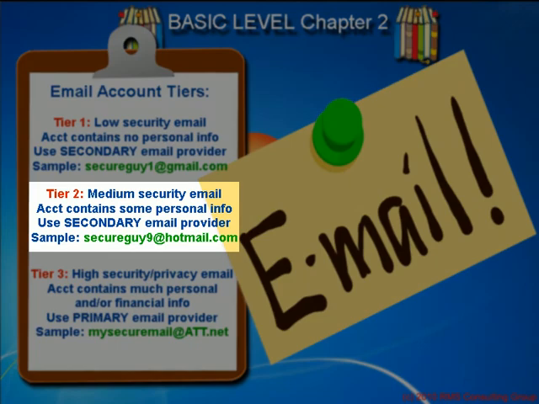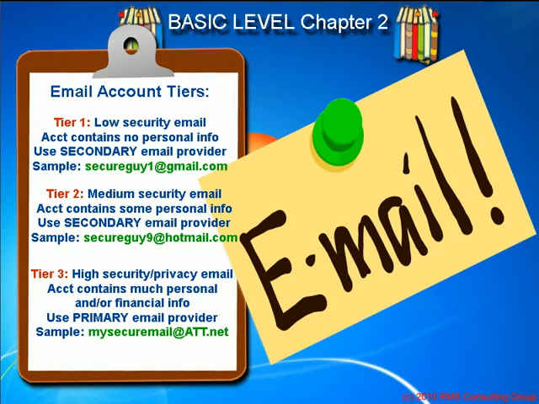A Tier 2 email account could be used for sites that may contain some personal information such as shopping sites, but are not the most important sites such as banking or financial institutions. You might also use this email for acquaintances or others that are not close friends or family. A sample email might be secureguy9@hotmail.com. Note that Tier 1 and Tier 2 email addresses are very similar. The point here is to use a provider other than your primary email provider. The name is less important. Just don't use real information about you in any email address.